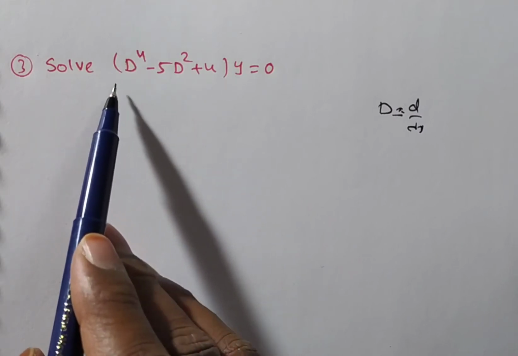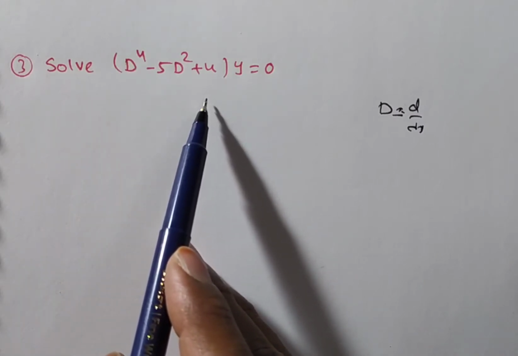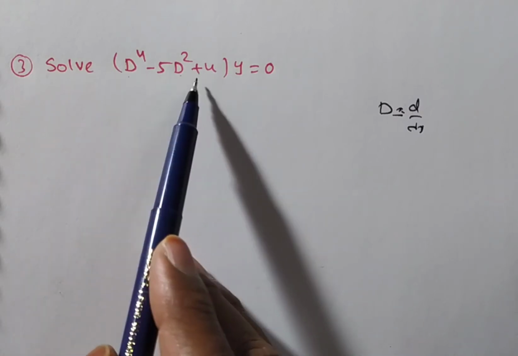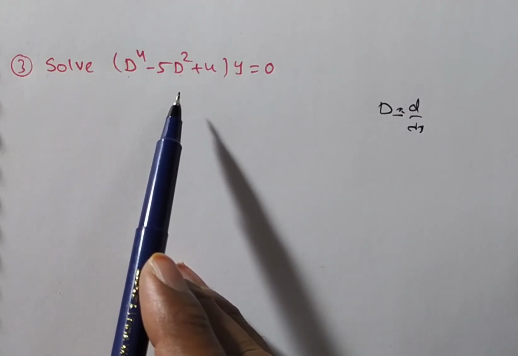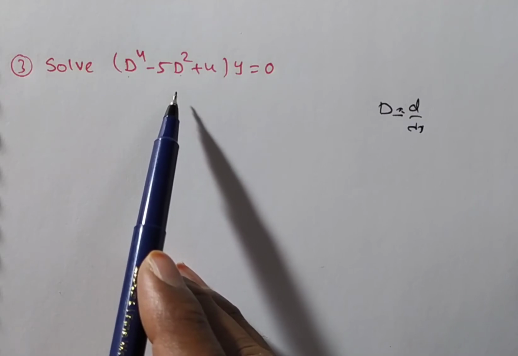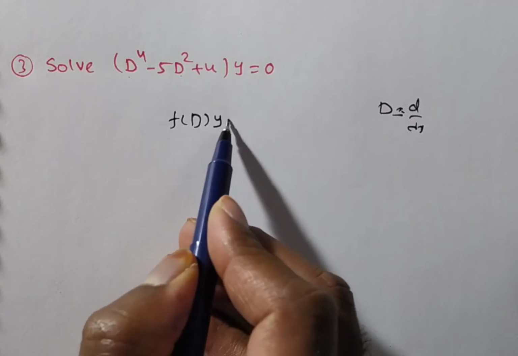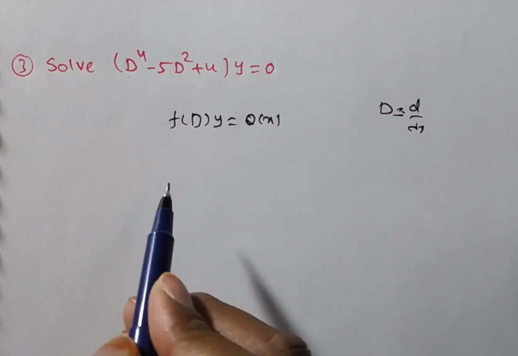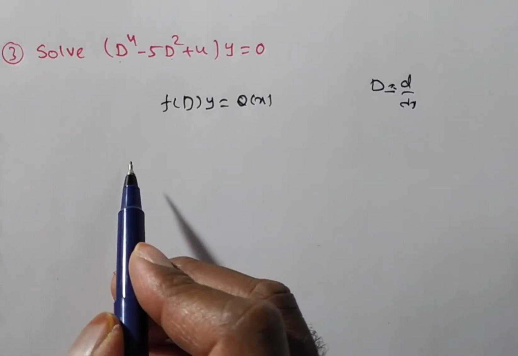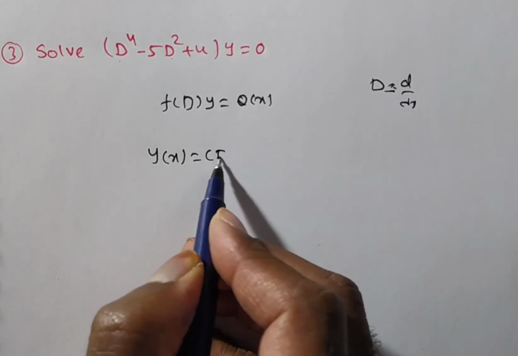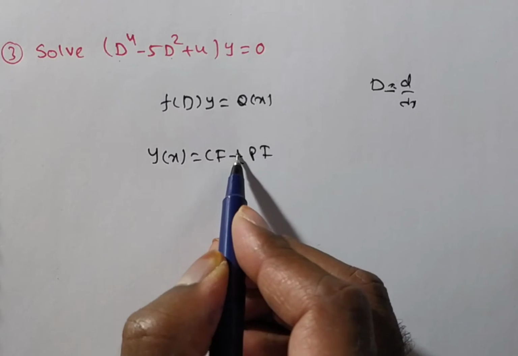So you can say this problem belongs to higher order differential equation, right? And the coefficients are also constant, so it is called higher order linear differential equation with constant coefficients. Moreover, this is in the form of f of D into y is equal to Q of x. So the general solution of f of D into y is equal to Q of x, we have y of x is equal to complementary function plus particular integral.